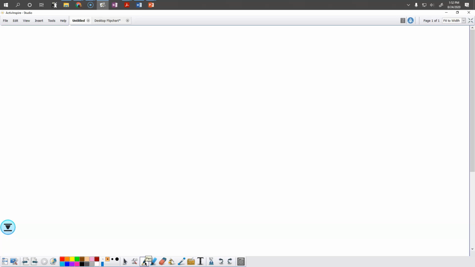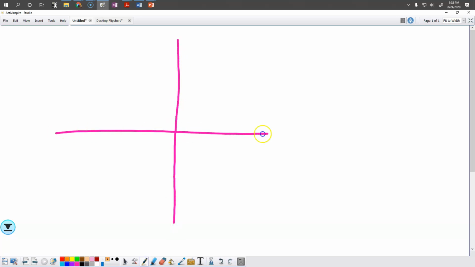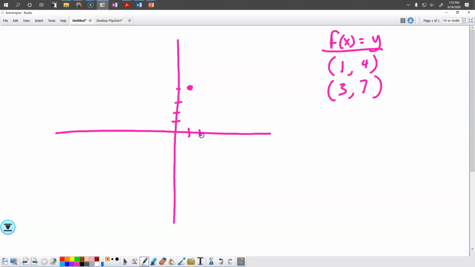So let's say that I have a function f of x, and for that function, when I plug in 1 for x, I get 4, and when I plug in, let's say 3 for x, I get 7. Okay, so I'm going to go ahead and plot those points really quick. So there's (1, 4), and then (3, 7).